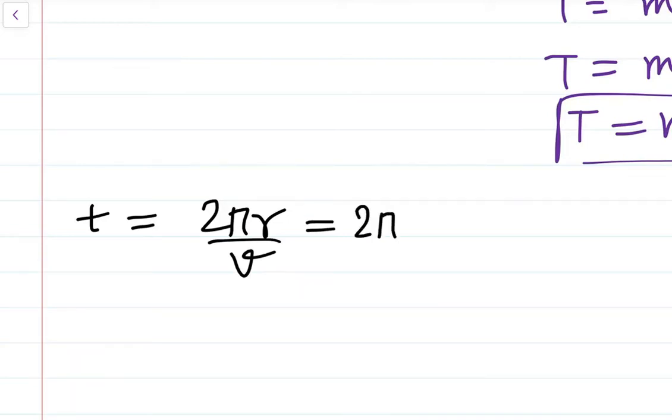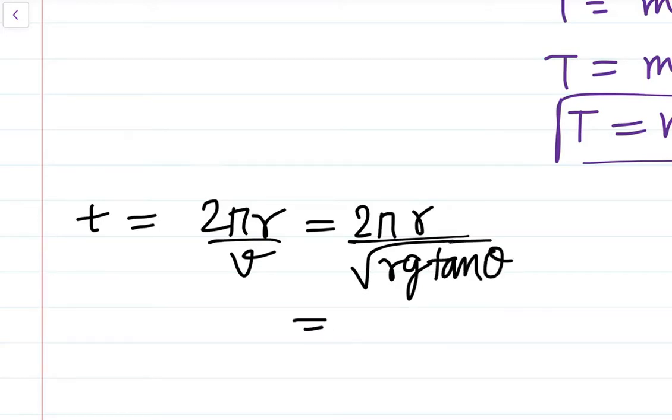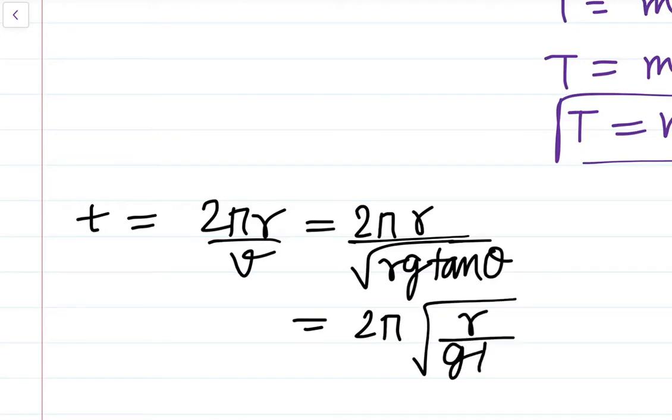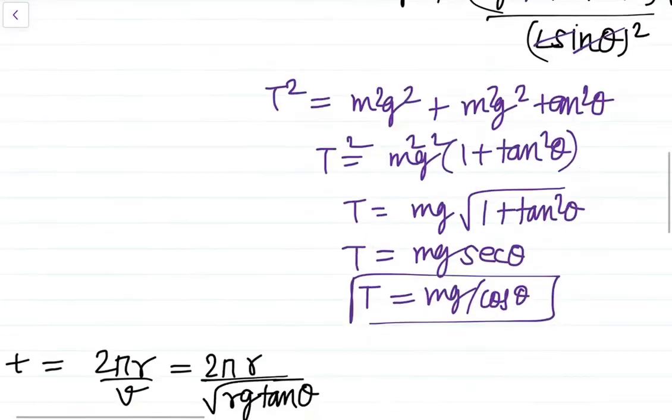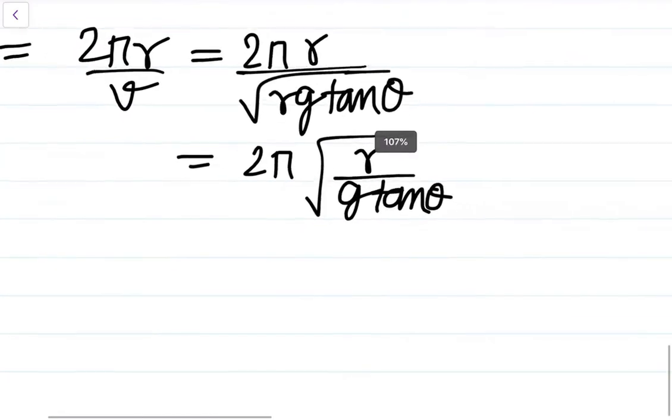So now for the last variable, that is the time period. Time period is the time it takes to complete one circle. We can obviously write it 2 pi r by v. So 2 pi r by v, where v is under root r g tan theta, remember? So it will be like this, 2 pi under root r by g tan theta. We can also write it like this. And r, remember r was how much? L sin theta.